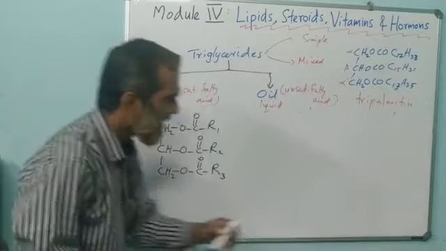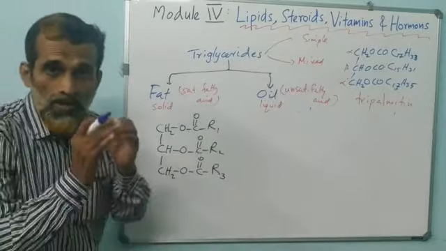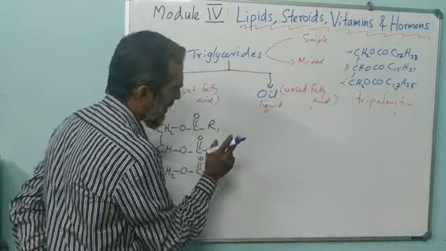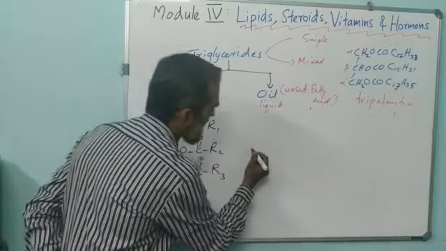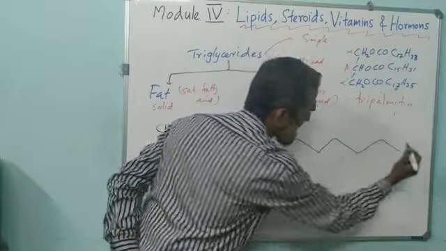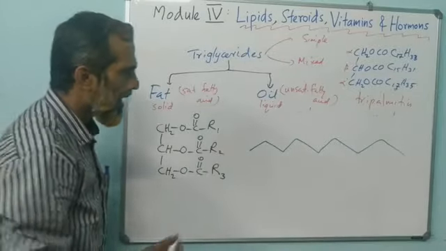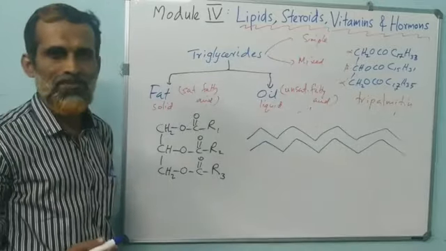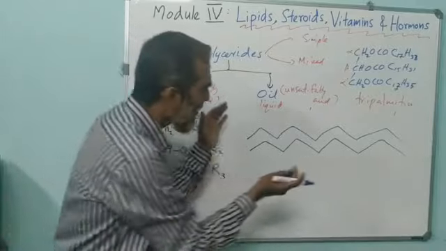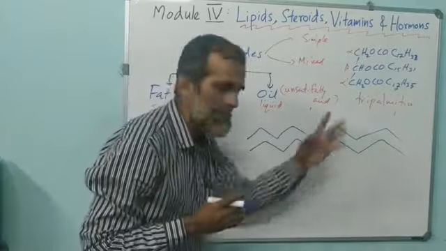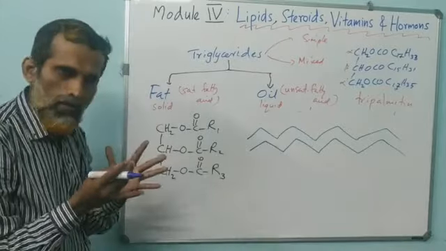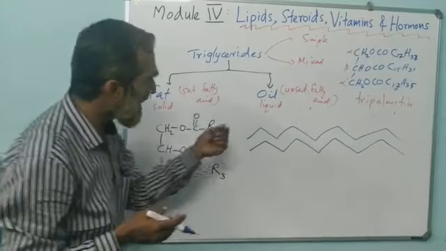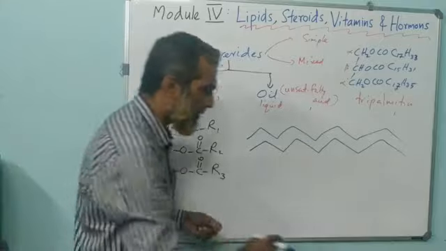The answer is simple. If the R group is fully saturated, then the long carbon chain of the fatty acid will have a zigzag configuration, and it will fit closely in the lattice. In the solid state, it will be more efficient packing if it is a zigzag chain, and eventually attraction will be more and it will be a solid. That's why. Whereas in the case of oil, there is unsaturation, that means there is a double bond.